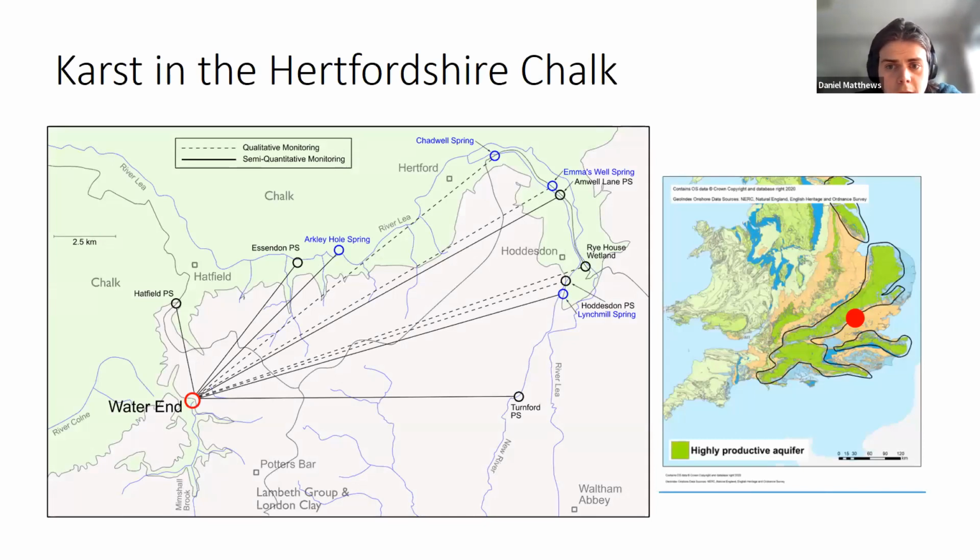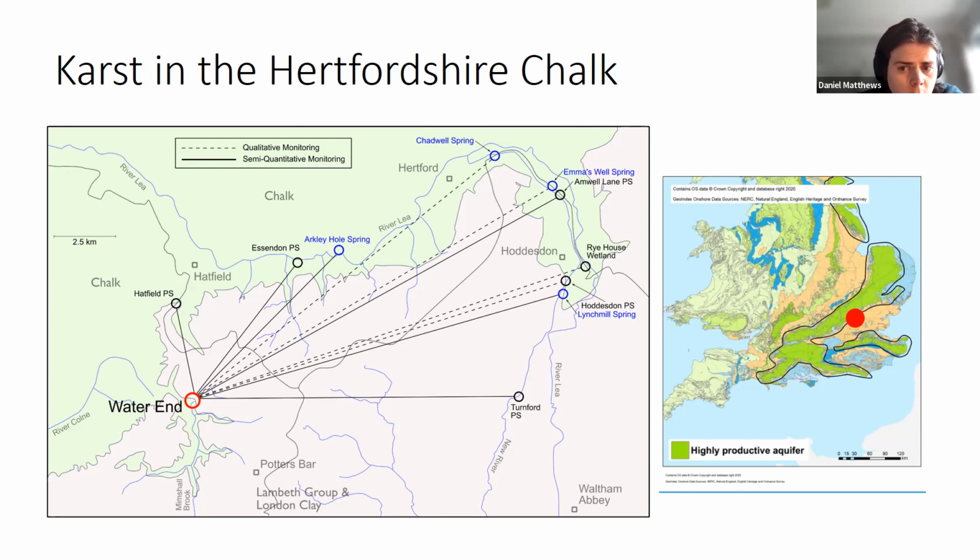Okay, so my field area is in South Hertfordshire, just north of London, and it is probably the most studied area of the chalk for karst, mainly because of this big swallowhole complex near a place appropriately named Water End. And in my field area, lots of streams flow off the impermeable London clay deposits, shown here in this grey colour, and onto the chalk.